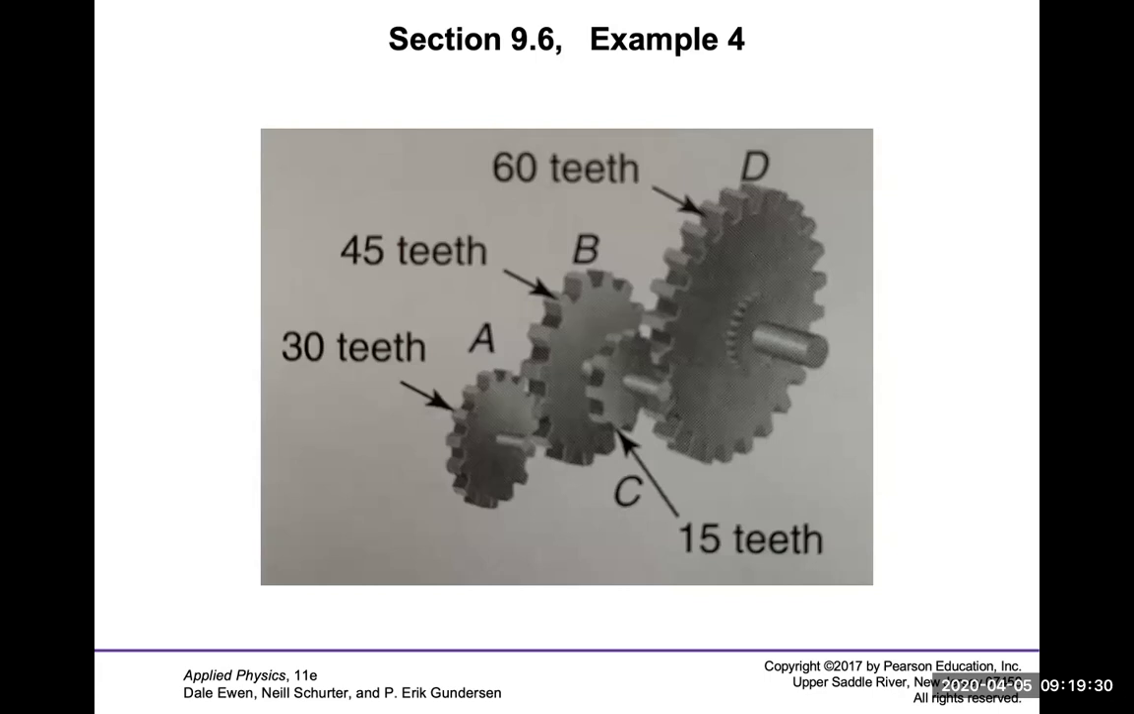We have 3 shafts. We have A with 30 teeth. We have B with 45 teeth. We have C with 15 teeth. B and C share the same shaft. And we have D with 60 teeth. Now, let's read the problem, see who is the driver. Find the number of revolutions per minute of gear D if gear A rotates at 20 RPM.